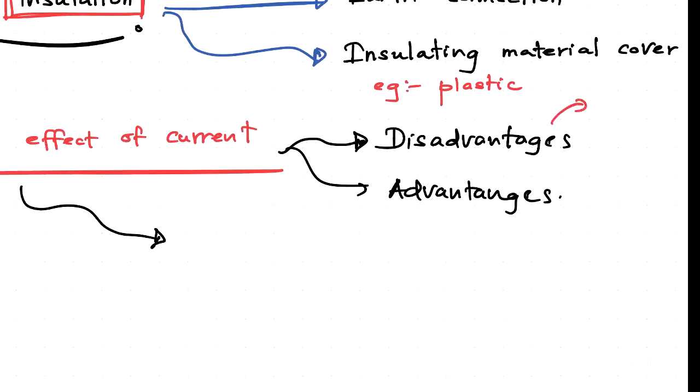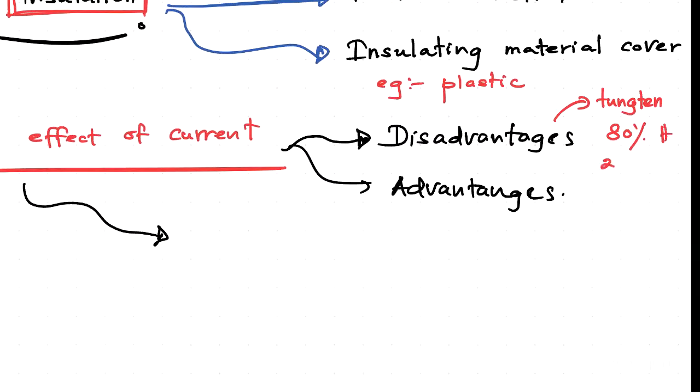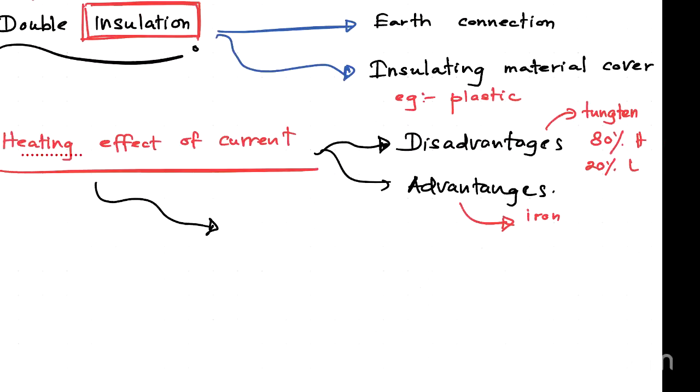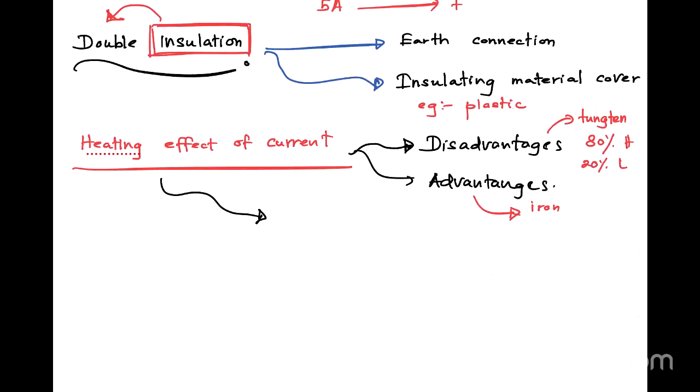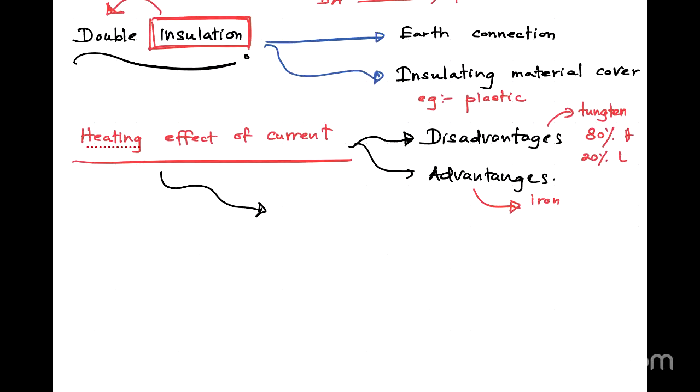So in the tungsten bulb, 80% will be heat energy and just 20% will be the light energy, right? So we are using a bulb in order to get the light energy. But what has happened is that the majority of the energy will be wasted as heat. And for the advantageous part, just imagine you are using an iron. If you need to heat something, then definitely you need to focus on the heating process of this metal, the heating effect of the current, right?